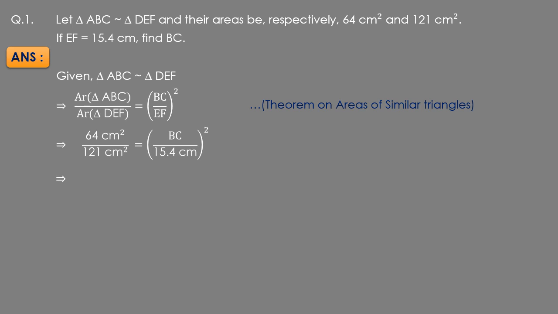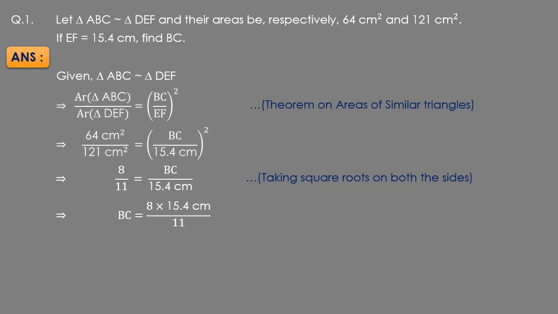So by taking the positive square roots, we will get square root of 64 is 8, square root of 121 is 11. The right side itself is a complete square, so if we take square root of the RHS, we'll get BC divided by 15.4 centimeters. Now doing the cross multiplication, we can write BC is equal to 8 multiplied by 15.4 centimeters divided by 11. Because 15.4 is divided on the right side, if we shift it to the left side, we'll get it in the numerator, multiplied by 8. We just have changed the sides here.